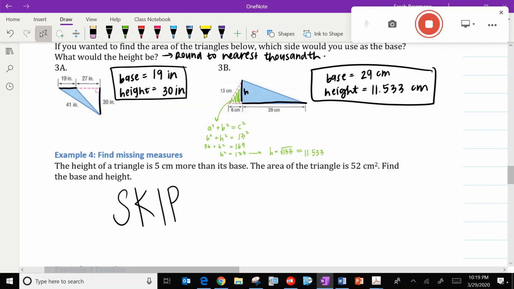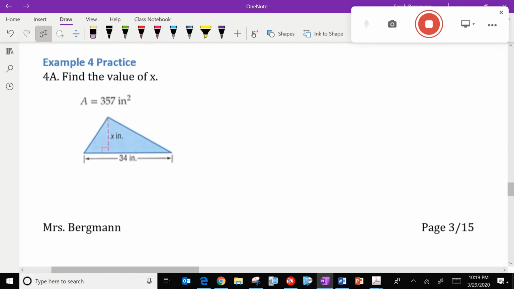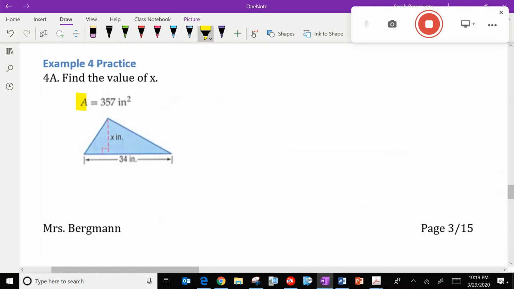All right, we're skipping example 4, the first one. We're going to do this practice problem together. So this one, the only reason it's a little different is because they gave us the area and they want us to find x, the value of x. So we're going to follow these same steps. Equation, substitution, solve, answer plus.